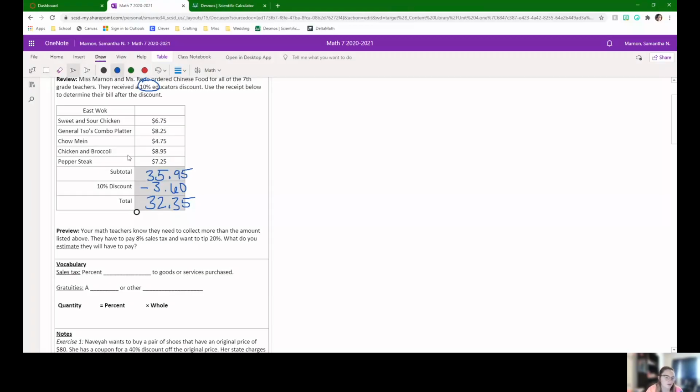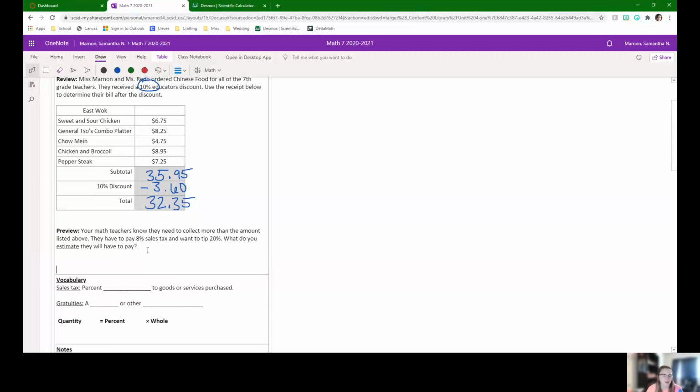You will notice that we didn't do sales tax yet. We're going to learn more about sales tax today. So for a preview, your math teachers know they need to collect more than the amount listed above. That's exactly what I was just saying. They have to pay 8% sales tax and they want to tip 20%. What do you estimate they will have to pay?